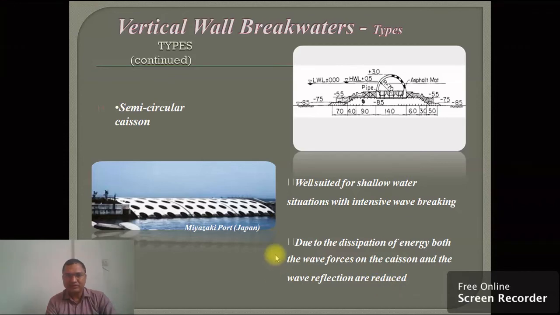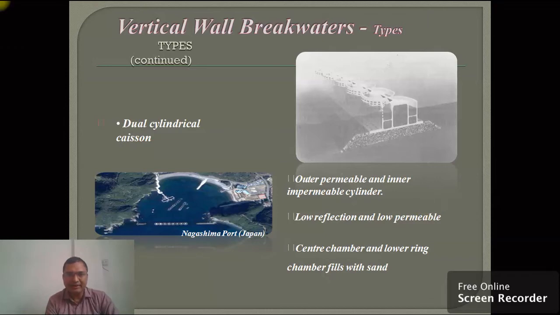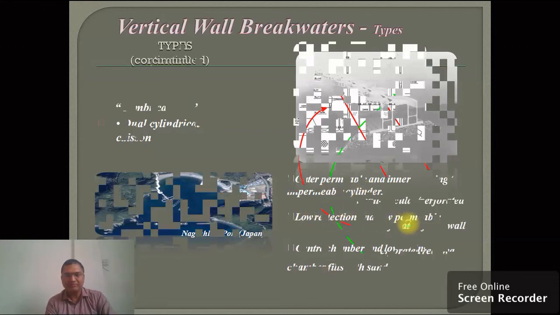Semicircular caisson. This is a semicircular caisson breakwater provided in Japan, well suited for shallow water situations with intensive wave breaking. Dual cylindrical caisson, vertical wall type. Here we can see how these breakwaters are provided in Japan. Outer permeable and inner impermeable cylinders are provided, giving low reflection and low permeability.